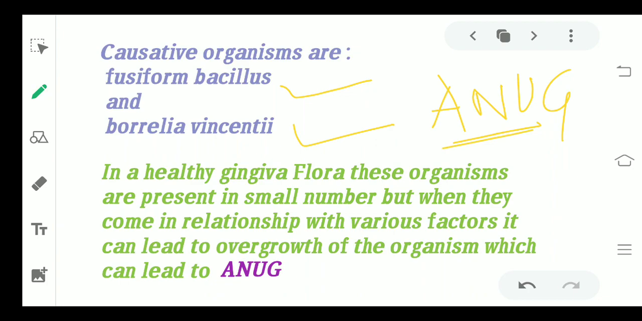If you see, these organisms are also present in a healthy gingiva. In a normal healthy gingiva also these organisms are there, but the amount is very, very small in number. But whenever they come in relationship with any of the various factors which lead to overgrowth, then this condition is known as ANUG. Okay. So in a healthy gingiva also these organisms are present, but when there is an overgrowth of these organisms, then that condition is known as ANUG.